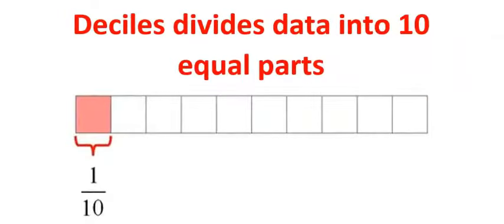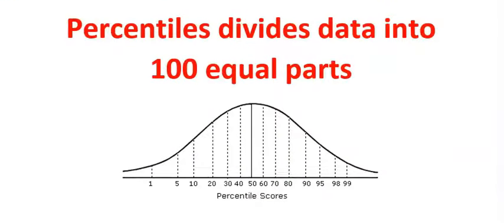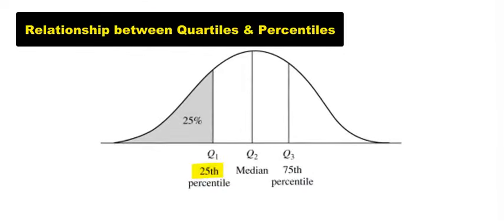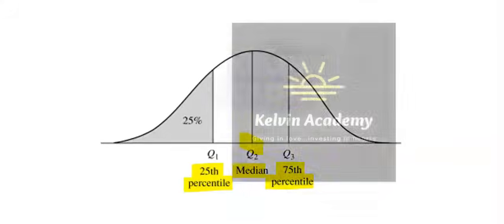Deciles divide data into 10 equal parts. Percentiles divide data into 100 equal parts. The 25th quartile coincides with the 25th percentile. Likewise, the 75th quartile coincides with the 75th percentile, while the 50th quartile coincides with the 50th percentile, which is the median.